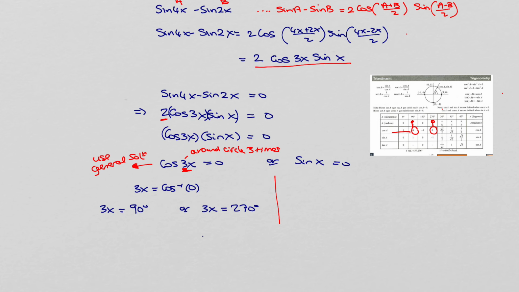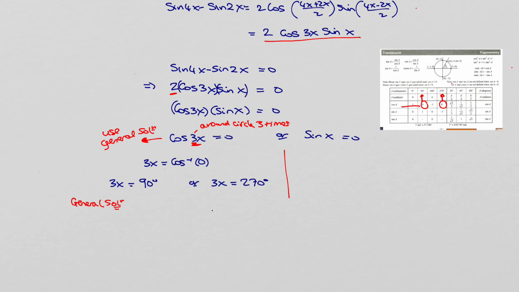Okay, but we have to write the general solution before we divide across by 3. That's really important. You have to add on your 360 degrees first, because remember, this function, the 3 in front of the angle is affecting the period. It means that the graph is repeating itself 3 times between 0 and 360. So therefore I have 270 plus 360.